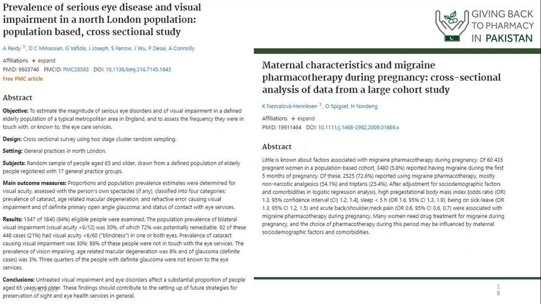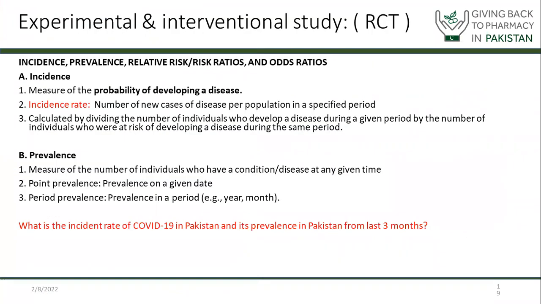There are different types of cross-sectional studies available on the internet. Cohort studies are available. Case control studies are available. So if you know about these studies, if you know this classification, then you can read an article very well. So we will talk about experimental studies and RCTs, one of the biggest types of studies. But before that, I want to tell you about incidence, prevalence, risk ratio, and odds ratio. We were talking about these.